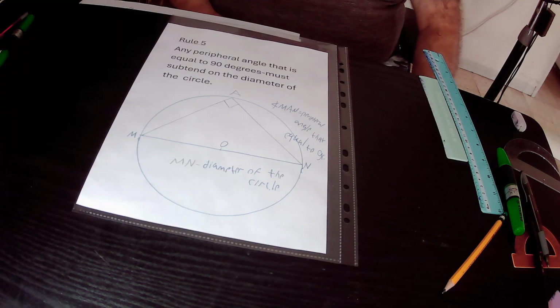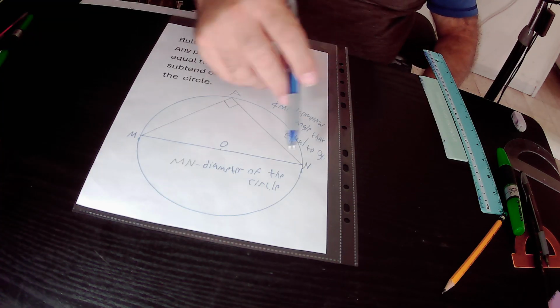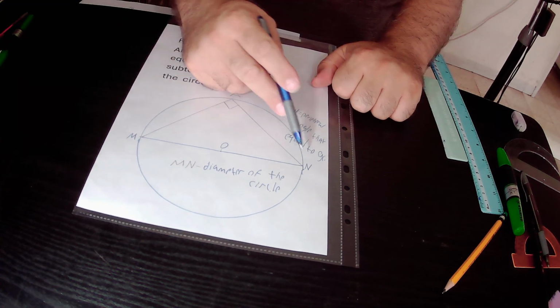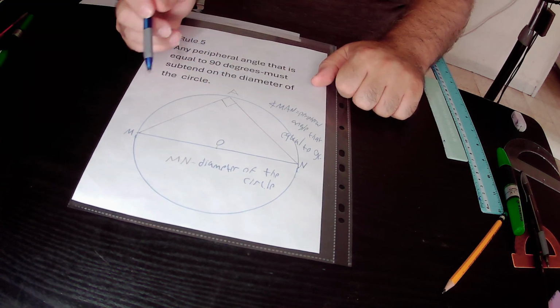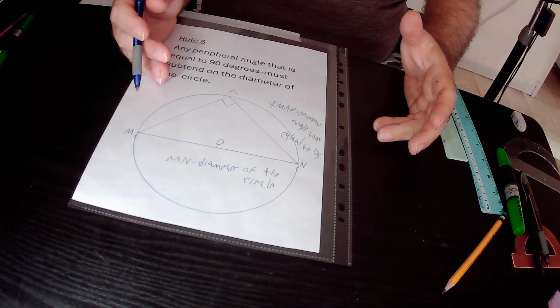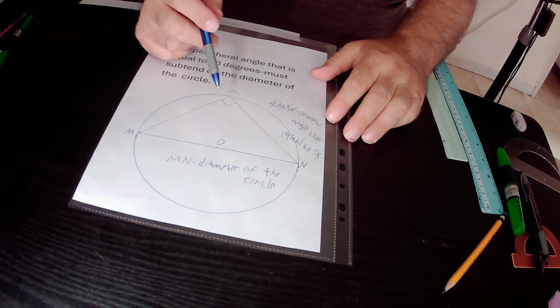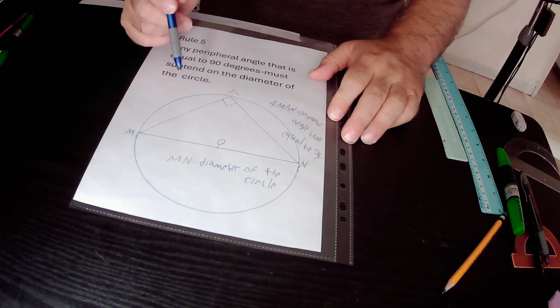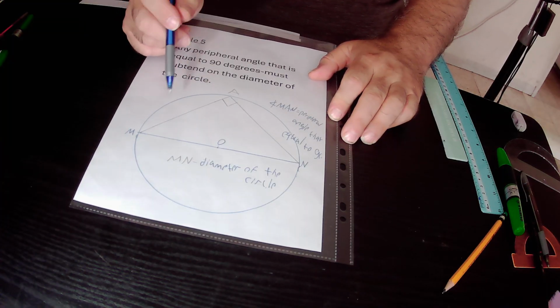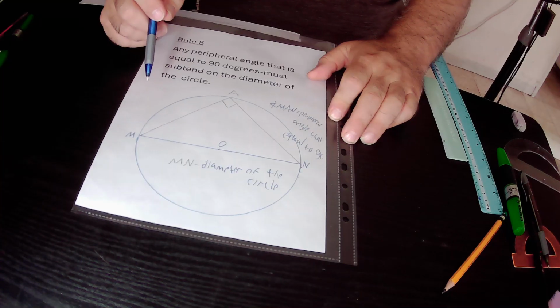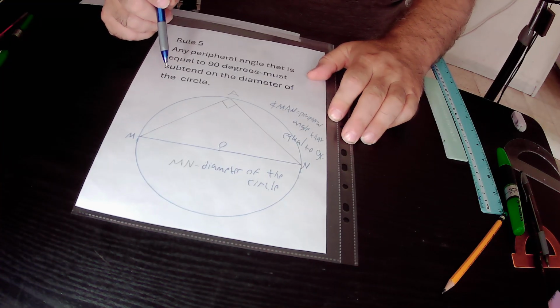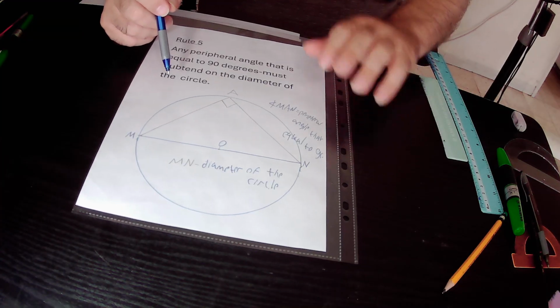According to rule 5, any peripheral angle that is equal to 90 degrees in size must subtend the diameter of the circle. So in the drawing we have a circle. This is peripheral angle MAN that is equal to 90 degrees in size, and therefore according to rule 5, peripheral angle MAN must subtend the diameter of the circle. And indeed peripheral angle MAN subtends MN, that is the diameter of this circle.